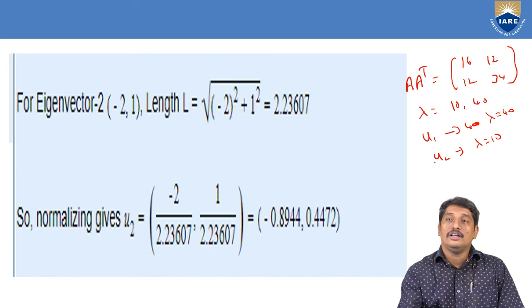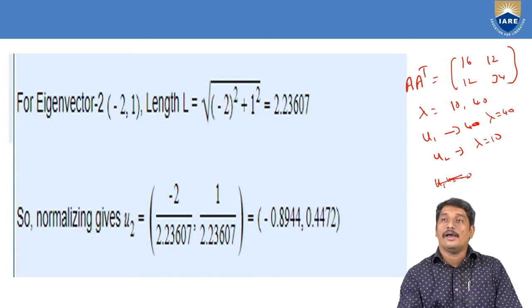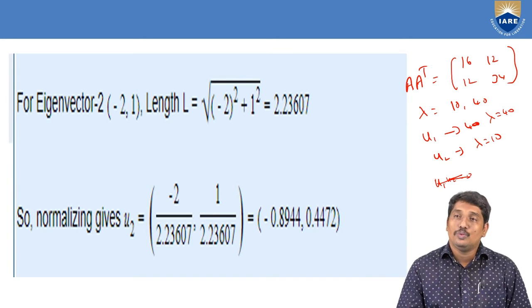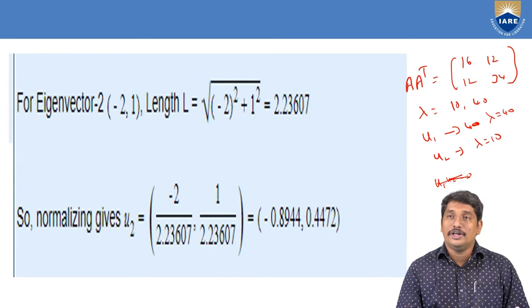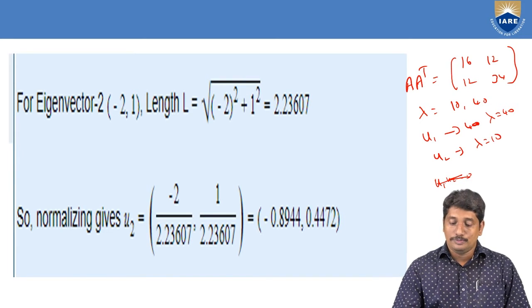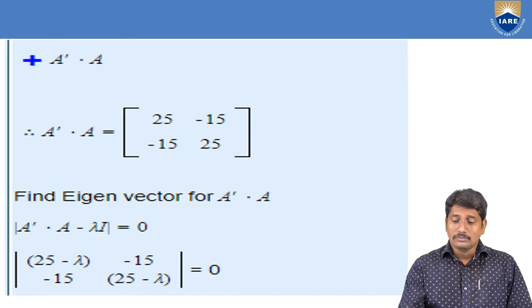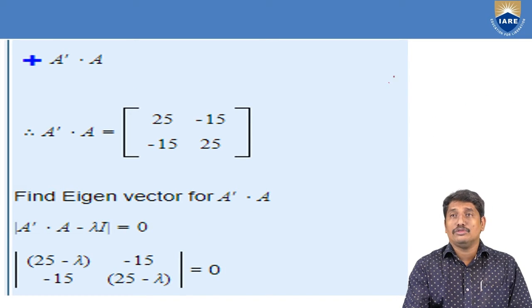And we have to understand that both u1 and u2 are normalized, that means unit vectors. And also you can easily observe that u1 dot u2 will be 0. This automatically happens. So with this we have completed one part of the problem. Now we are going to the next stage. Now we are going to calculate A transpose into A.